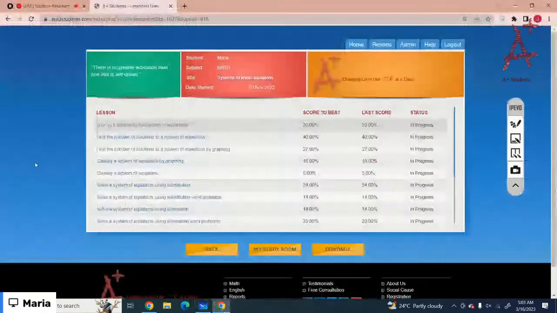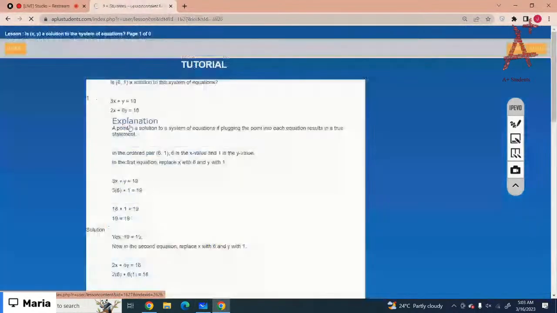I'm on grade 10 maths, the chapter is systems of linear equations. Let's start with the first lesson, is (x, y) a solution of the system of equations. Let's start with an example. Given: is (6, 1) a solution of the system of equations? A point is a solution to a system of equations if plugging the point into each equation results in a true statement. So you have to plug the point into both the equations. If both the equations result true, that means the point is the solution of both the equations. Got it? So let's start.